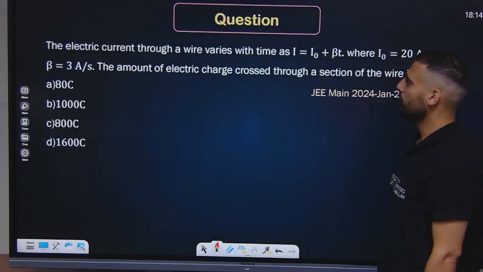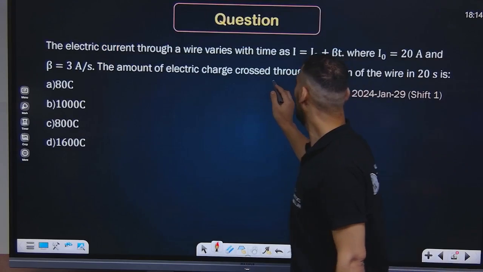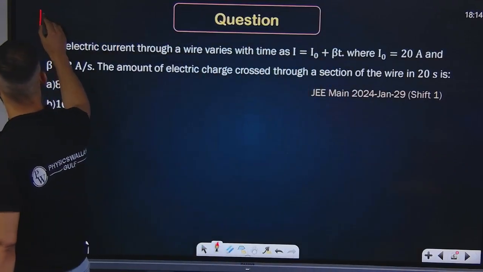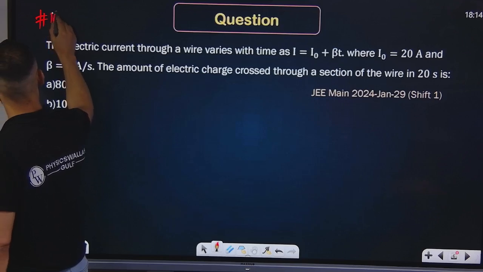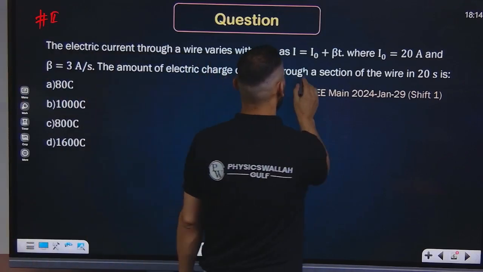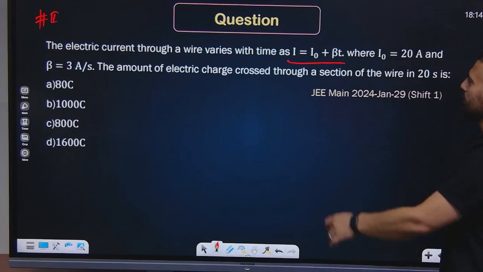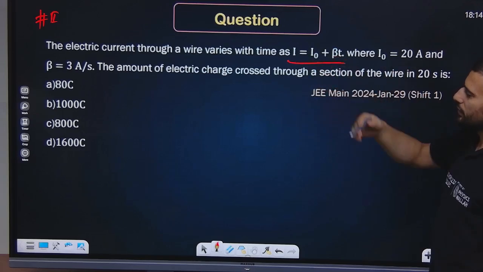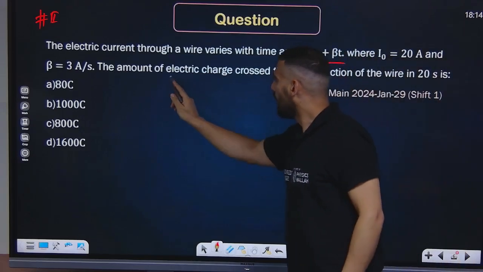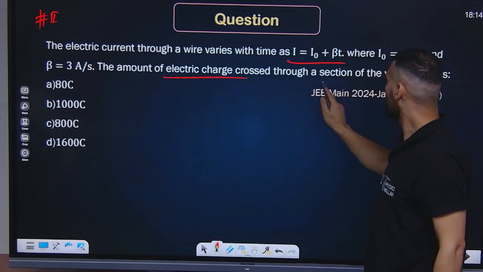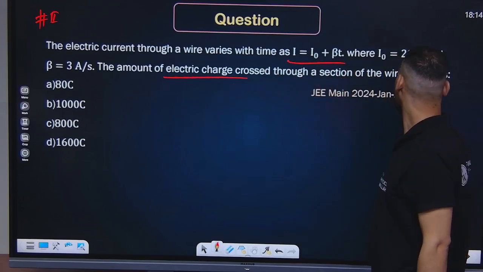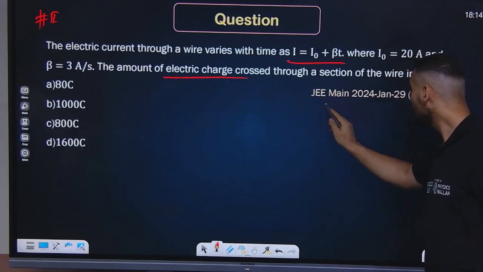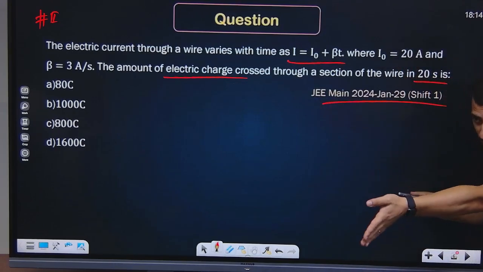An electric current through a wire varies with time. Current is a function of time, right? Current is equal to I naught plus beta t, fine? I naught is given, beta is also given. The question is the amount of electric charge that is transferred, passing through the cross section of the wire in 20 seconds. JEE 2024. This is your batch.